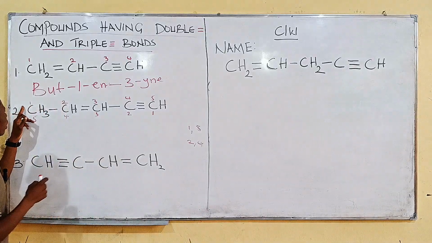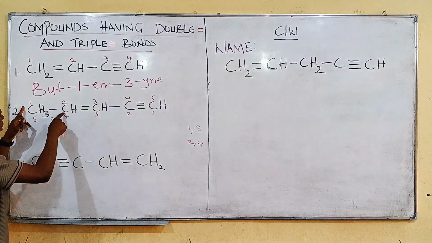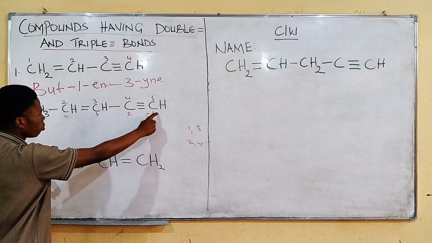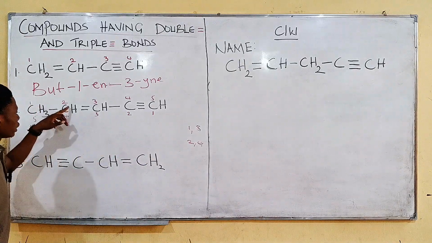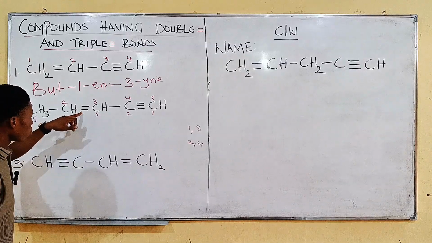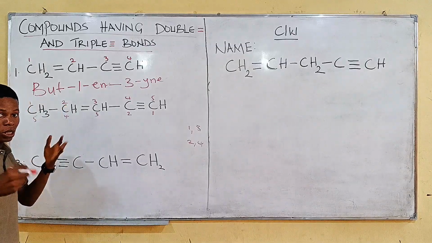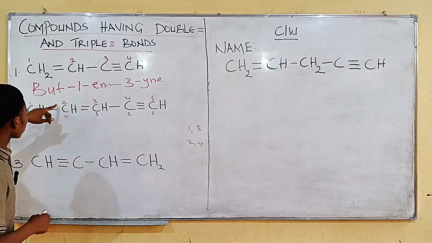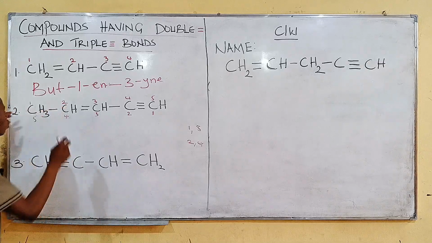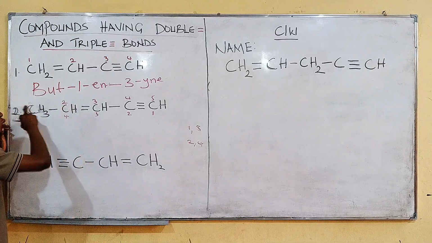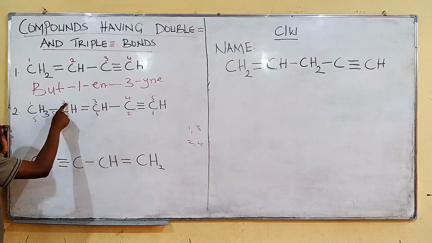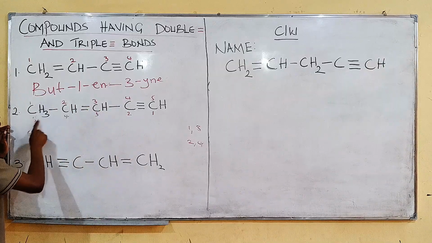If you are numbering from left to right, the double bond is on carbon 2. If you are numbering from right to left, the double bond is on carbon 3. We want to give the double bond the lowest numbering. The double bond takes preference. So we have to number in such a way that the double bond will have the lowest numbering. So here we have to go this way. So the double bond will be on carbon 2. So this one is out.